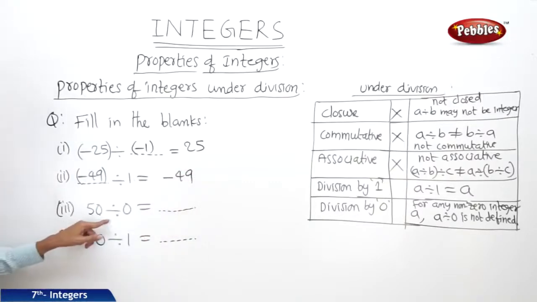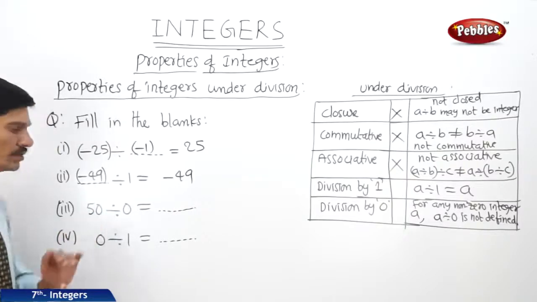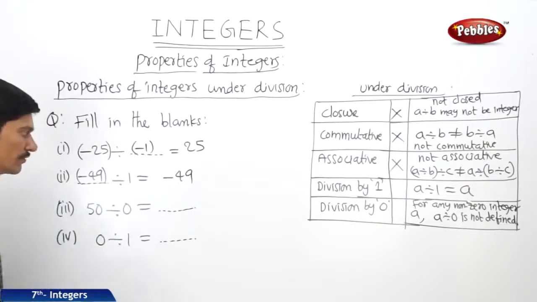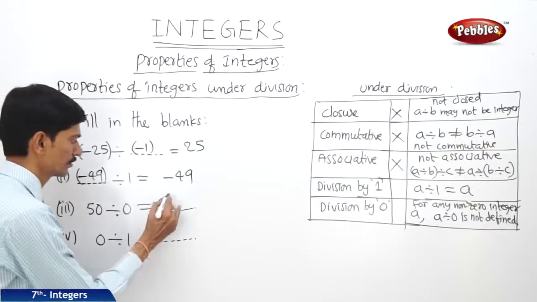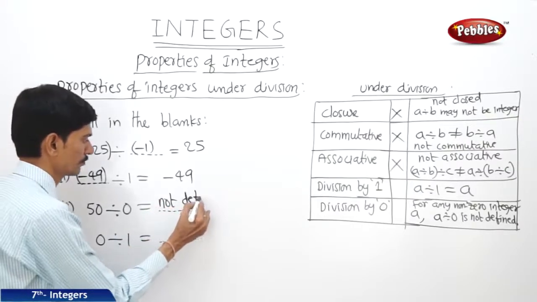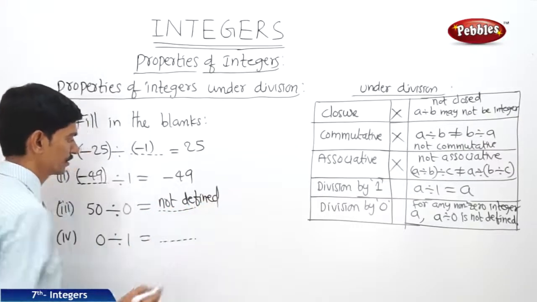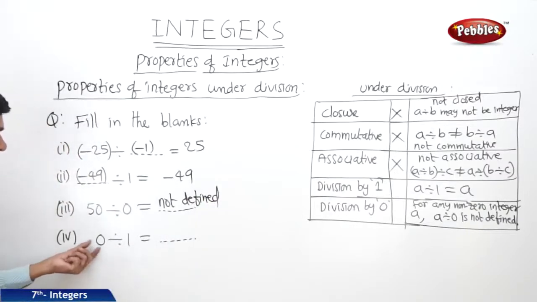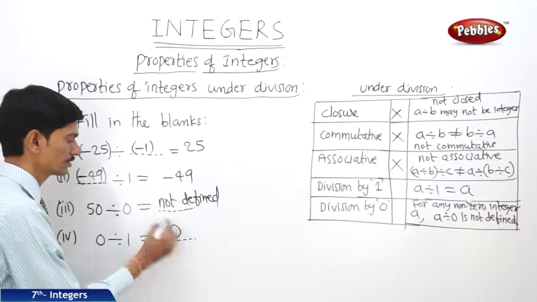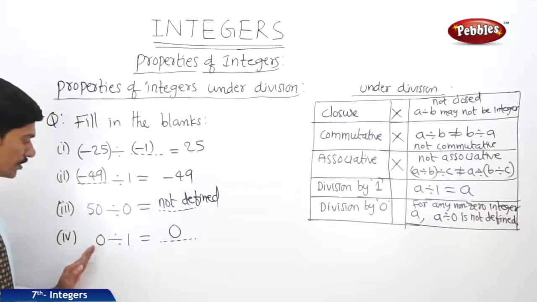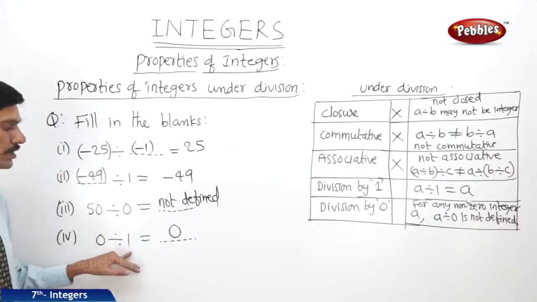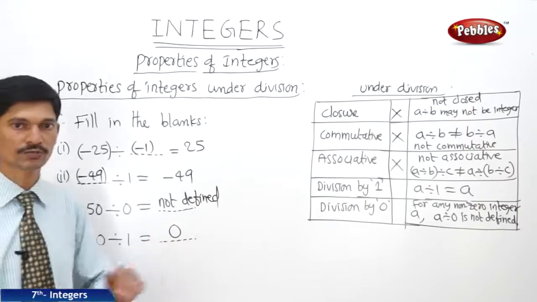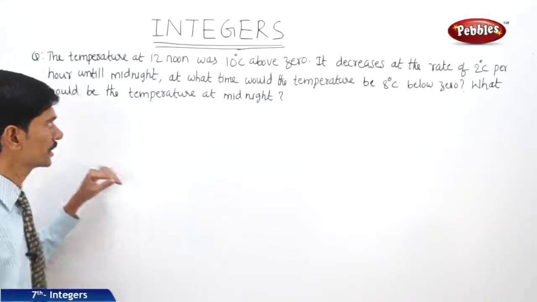Then 50 divided by 0. Division of any non-zero integer by 0 is not defined. So here we can write not defined. When 0 is divided by any integer, then we get 0 as the quotient. So if 0 is divided by any non-zero integer, then we get 0 as the quotient. Now let us see the next question.